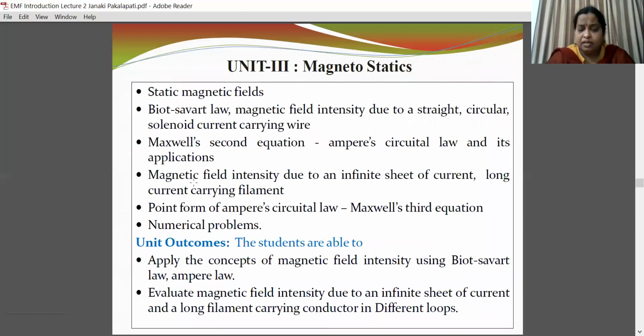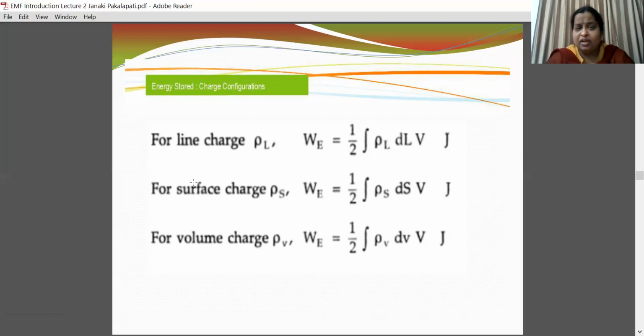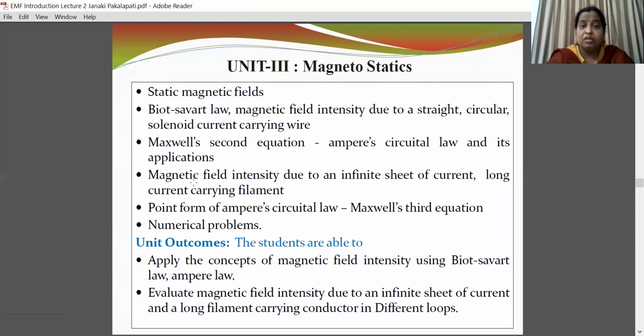This covers just a few points on the second unit, whereas we go in depth with the calculations of spherical as well as other capacitor connections. And next comes the third unit. So what does the third unit consist of?